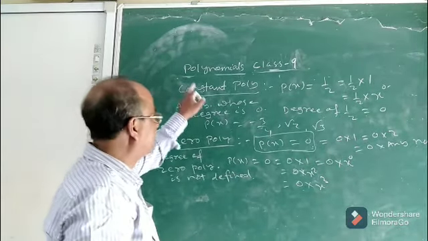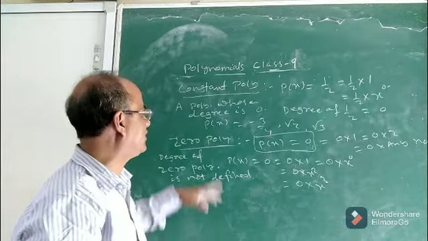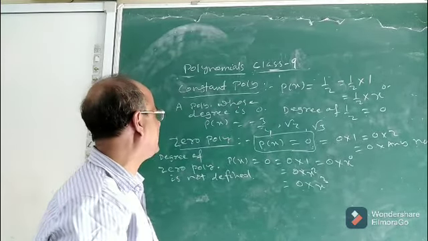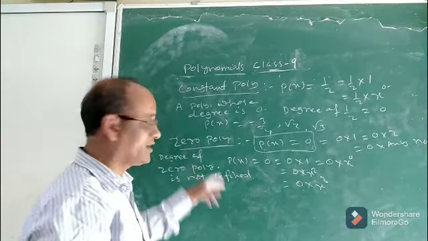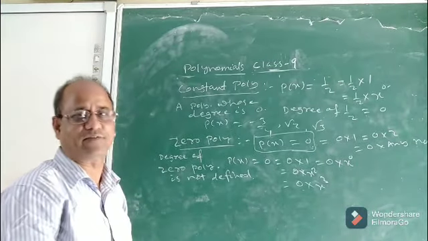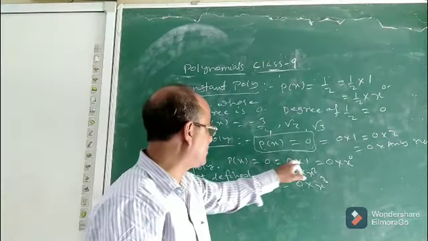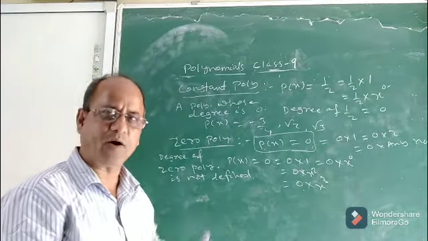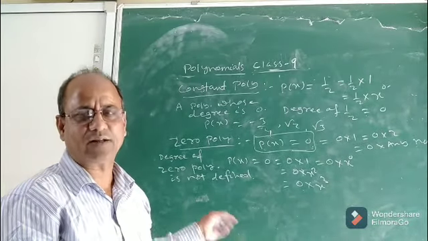Okay. Like I said, what is the degree of a constant polynomial? The degree of a constant polynomial is 0. But the degree of the zero polynomial is not 0. It is not defined. We cannot define it because 0 means 0 into 1, 0 into any number. The power can be anything. So how can we say what is the degree of 0?